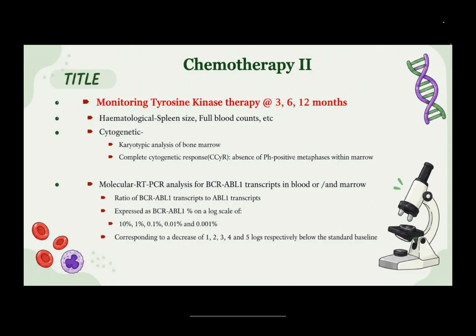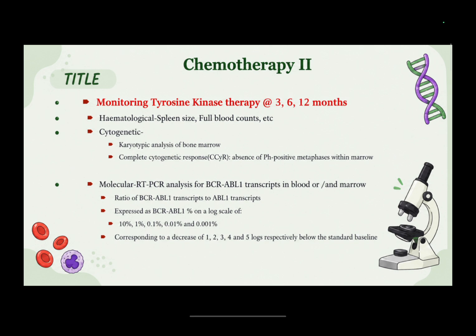Rigorous monitoring of tyrosine kinase therapy is mandatory at the 3rd, 6th, and 12th month across 3 tiers. Hematological monitoring assesses normalization of blood counts and reduction of spleen size. Cytogenetic monitoring looks for complete cytogenetic response, or CCyR, defined as absolute absence of Philadelphia positive metaphases within bone marrow.